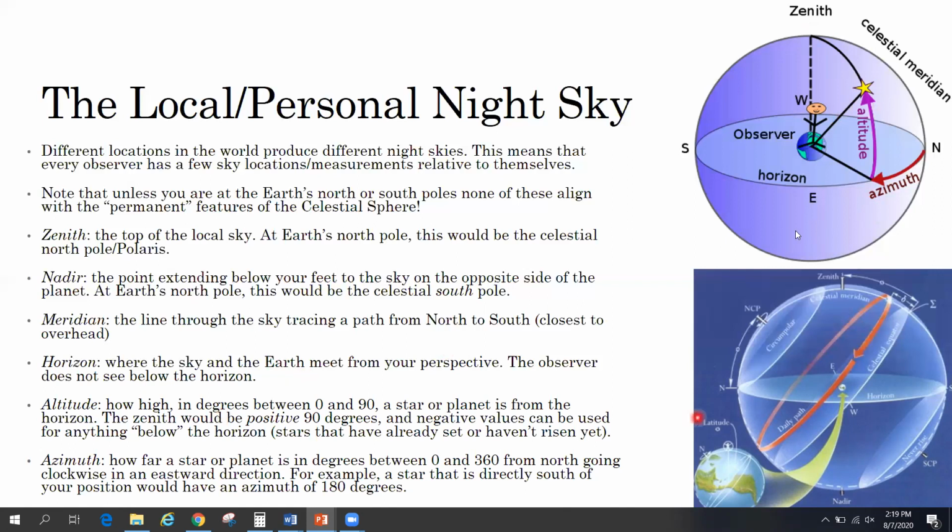All right, the azimuth. This one's a little different. It says how far a star or a planet is in degrees between 0 and 360 from north going clockwise in an eastward direction. So that seems like a lot more complicated description, to me at least. But again, basically, if you're measuring the azimuth of a star, it's telling you which direction to look in terms of north, south, east, and west. Again, maybe I'm staring south and my friend says, no, it's over this way instead. And they point me off to the east.